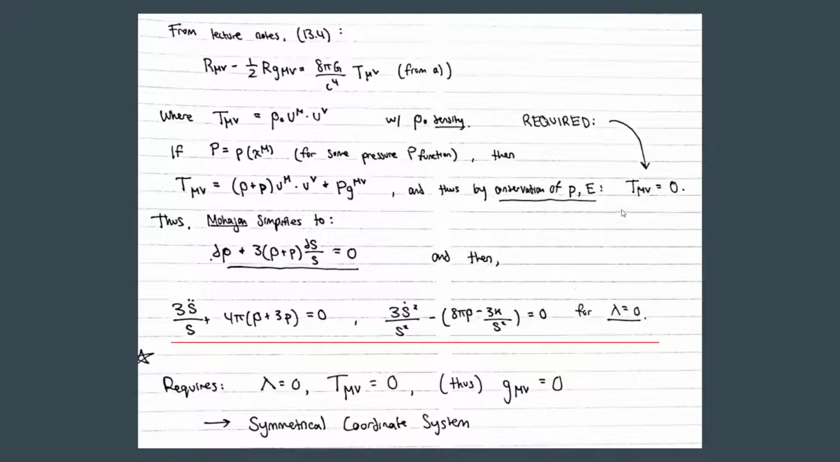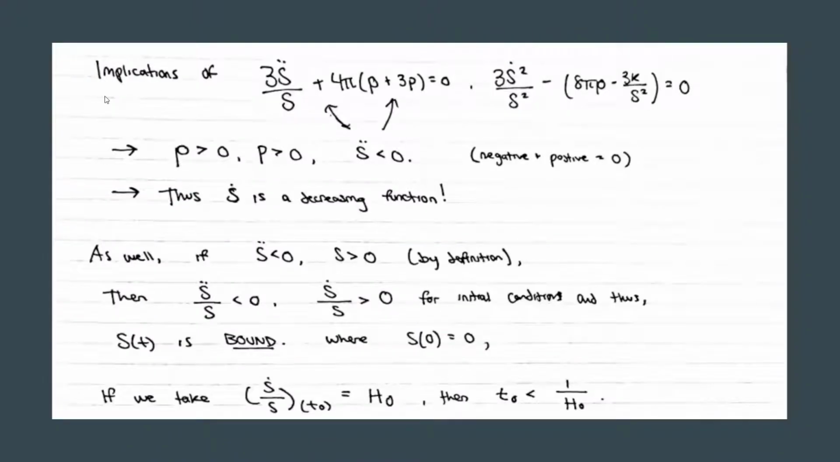It is important to note that the conservation of momentum and energy are both assumed in this simplification, which is integral to our interpretation of the equations. Since we know that pressure, density, and the scale factor are all by definition positive, we can use the first equation to demonstrate that the scale factor's acceleration is negative, as these must sum to 0.